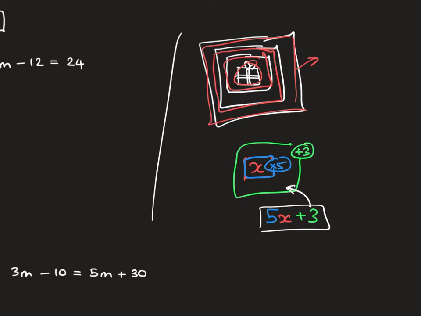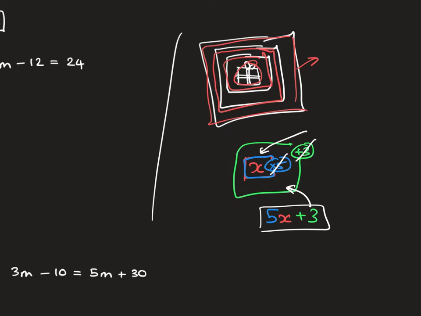Now, what we do with algebra when we're solving equations is we work backwards. So if we're trying to get the x on its own, the first thing we have to do is get rid of this plus 3, and then we have to get rid of this times by 5. The way we do that is by using opposites.